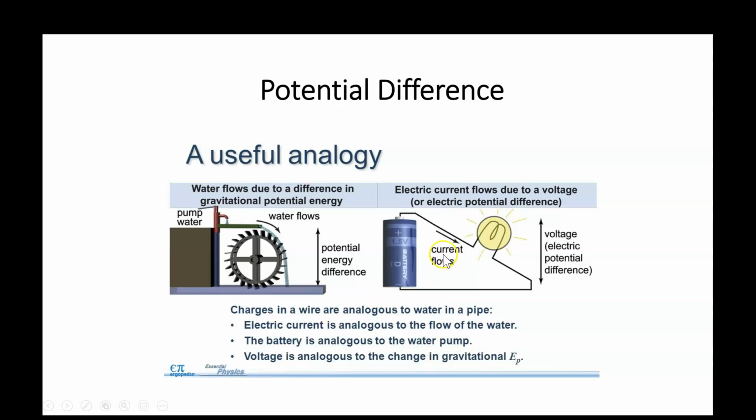But as the electrons go through this light bulb, they will lose energy because there is resistance in these conducting wires, and especially in this light bulb. There's going to be a big difference between here and here in terms of electrical potential energy. So voltage is measuring the difference between up here and down here. The voltage is analogous to the change in gravitational potential energy.